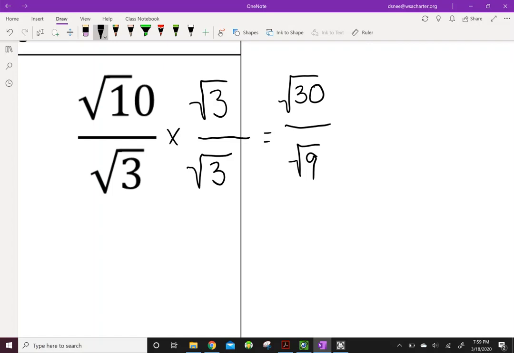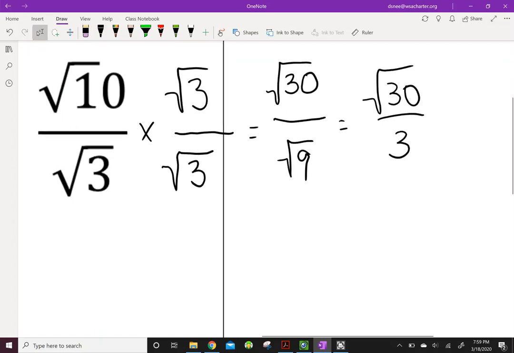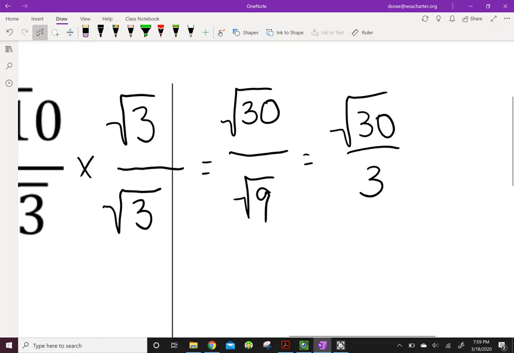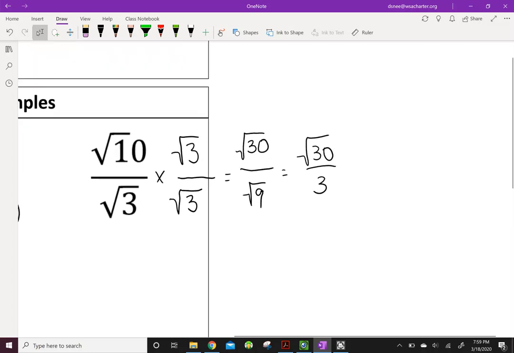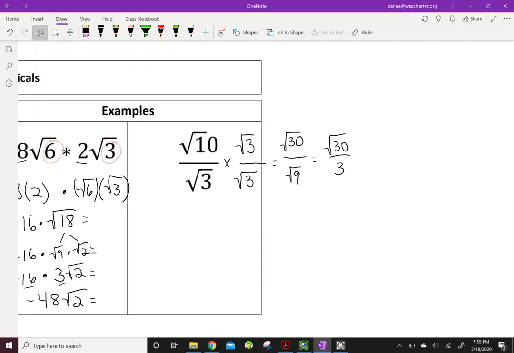Now what I wind up with is the square root of 30 divided by 3. Can I take anything else out of the square root of 30? Any perfect squares in there that can be taken out? 1, 4, 9, 16, 25. 30 is not divisible by any of those values. That is simplified as much as possible.